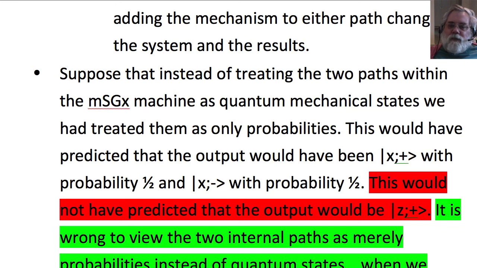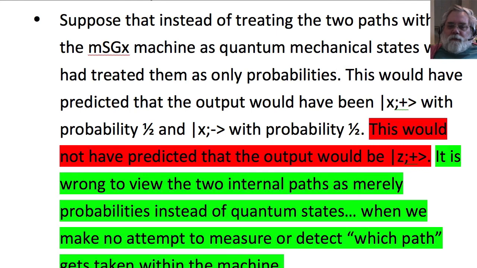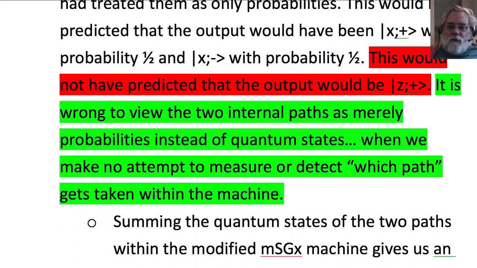Suppose that instead of treating the 2 paths within the modified SGX machine as quantum mechanical states, we had treated them only as probabilities. This would have predicted that the output would have been X plus with probability 1/2 and X minus with probability 1/2. It would not have predicted that the output would be Z plus. It's wrong to view the 2 internal paths as merely probabilities instead of quantum states when we make no attempt to measure or detect which path gets taken within the machine.